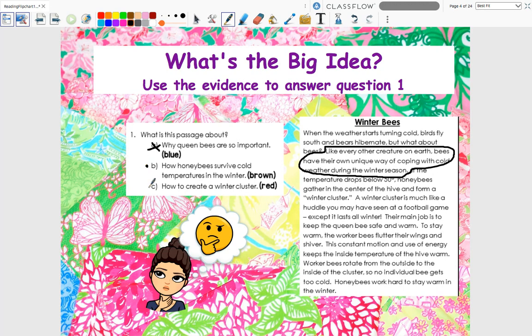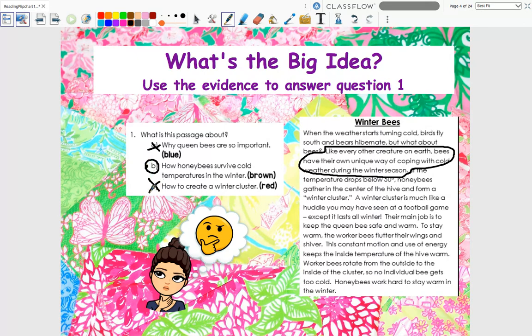Now let's look at the last one. How to create a winter cluster. Well, I see the words winter cluster, but was it what the whole passage was about? No. So this one here would not be my main idea. This is a supporting detail. Okay, so I'm going to go ahead and circle B as my answer, and I can slash and trash.